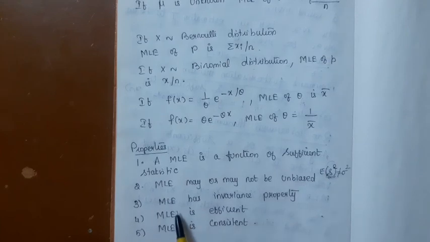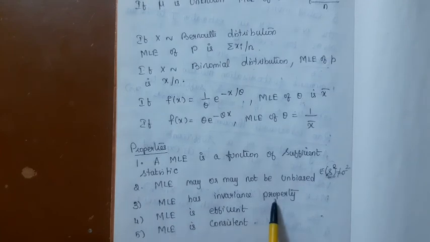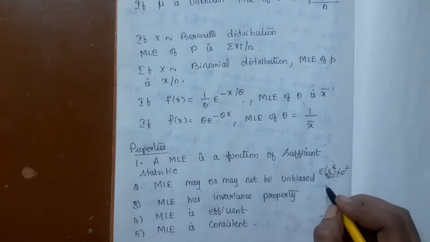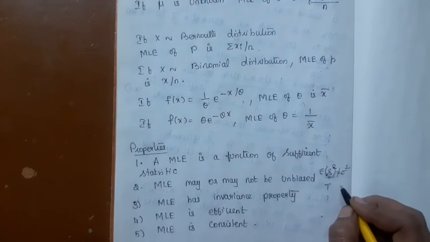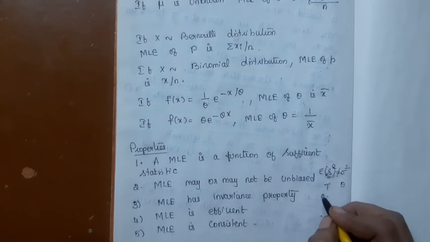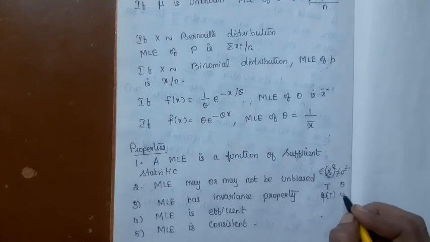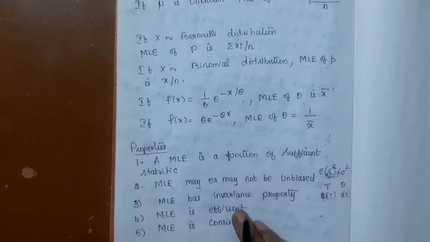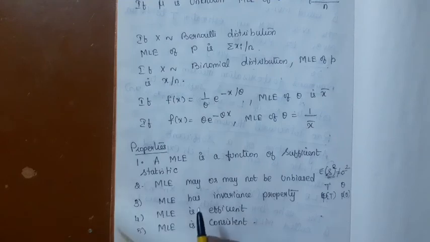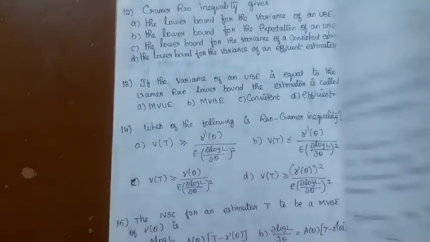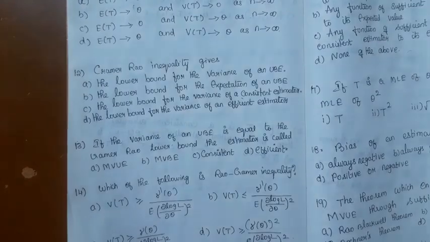MLE has the invariance property, that is if T is the MLE of theta, then xi of T will be the MLE of xi of theta, right? Only consistent estimators and maximum likelihood estimators have the invariance property. MLE is efficient and MLE is consistent, right? These are some of the points which you should remember.